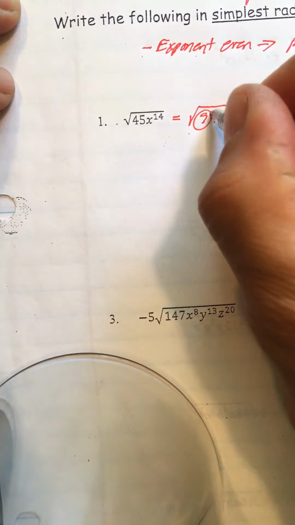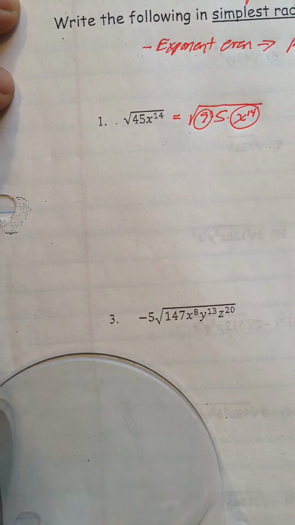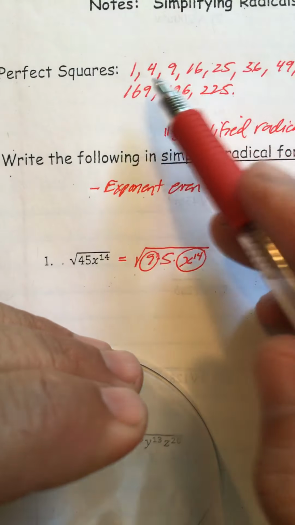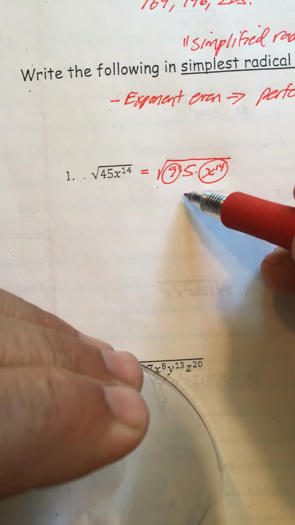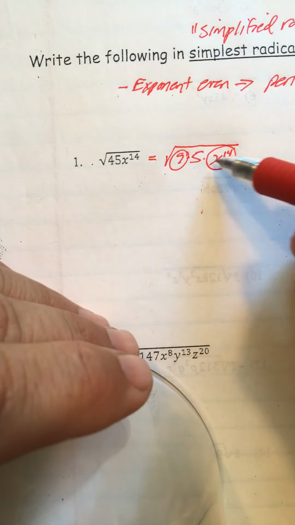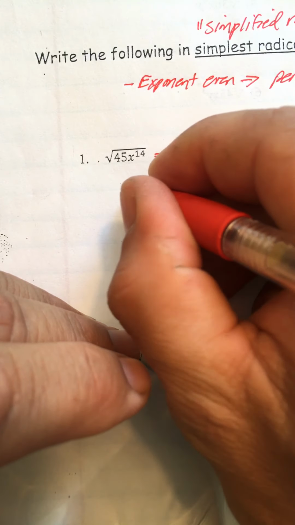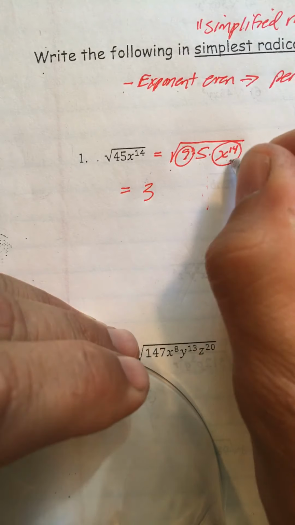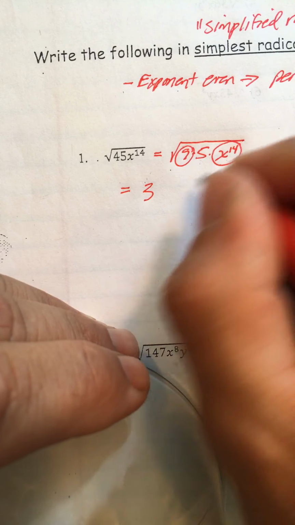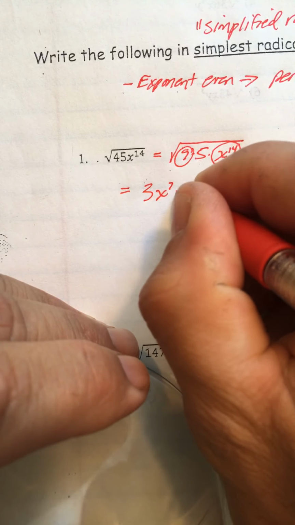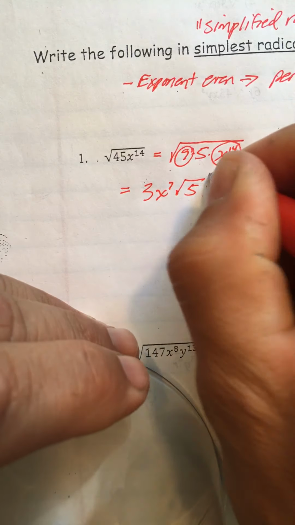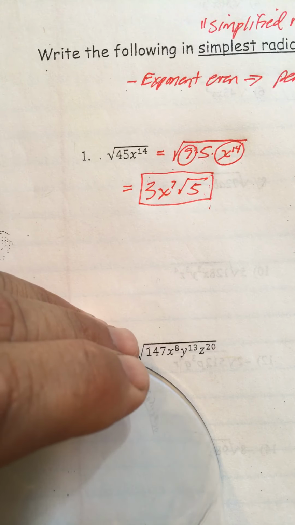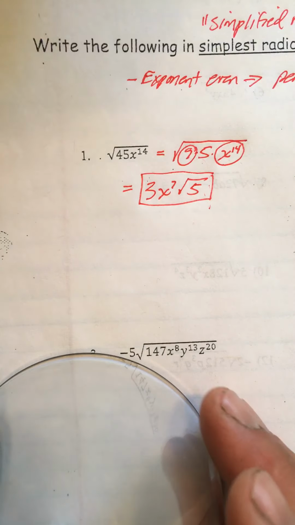I like to go through and circle our perfect squares. Again, since 14 is even, it's a perfect square. 9's a perfect square. It's one of the numbers that's up here on our list. And we're going to take out the square roots of those circled terms. So the square root of 9 we know is 3. The square root of x to the 14th, again, we divide by 2. We get x to the 7th. And the only thing that's left in the house is the 5. So 3x to the 7th root 5 is our final answer.